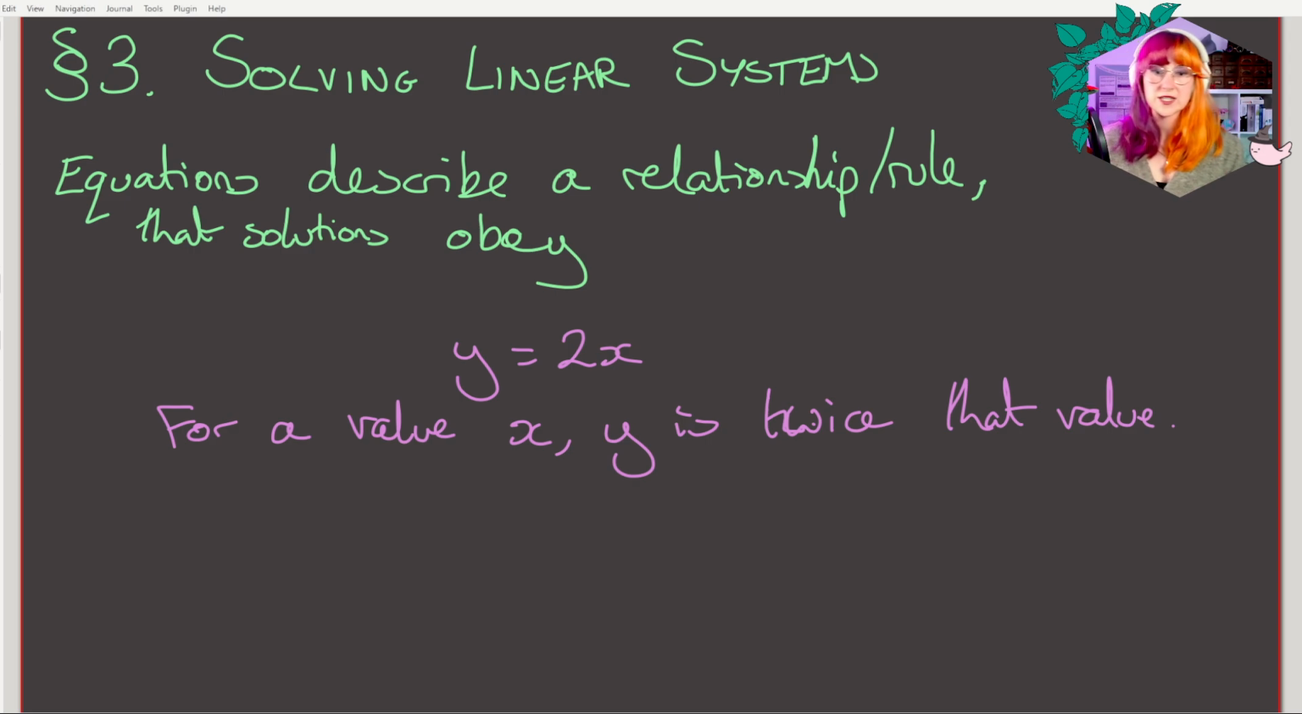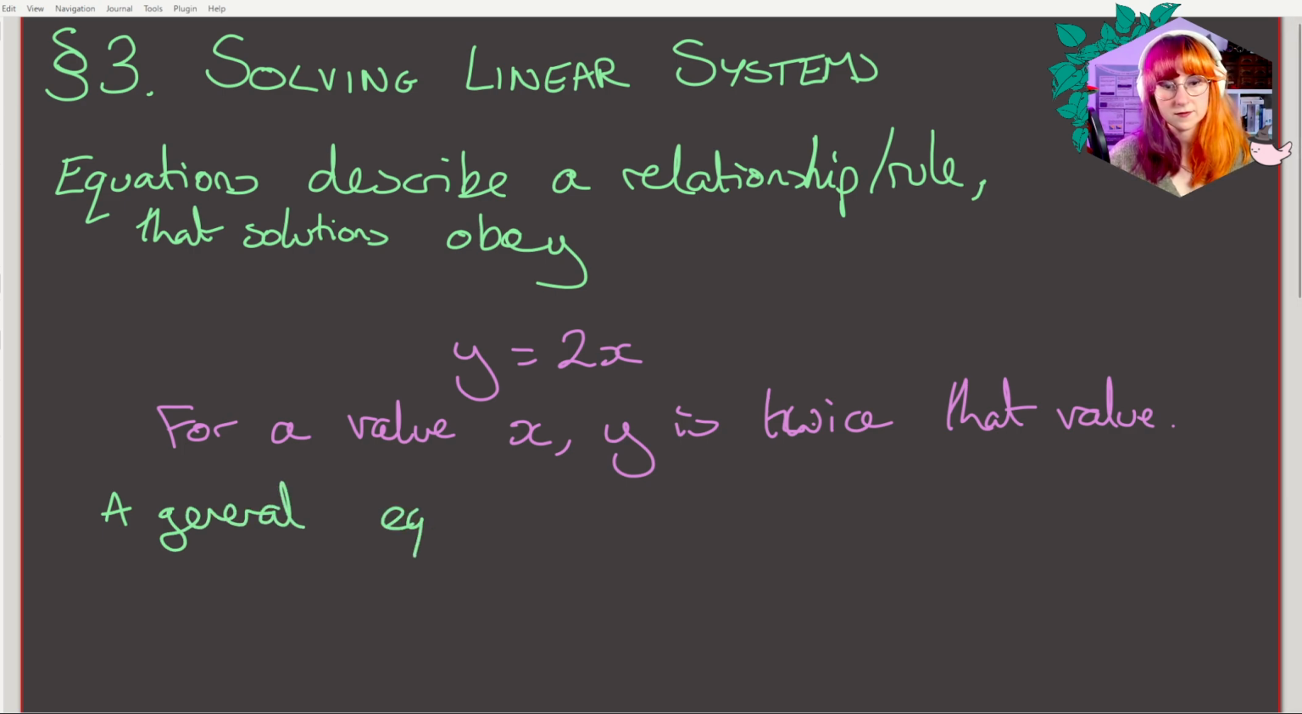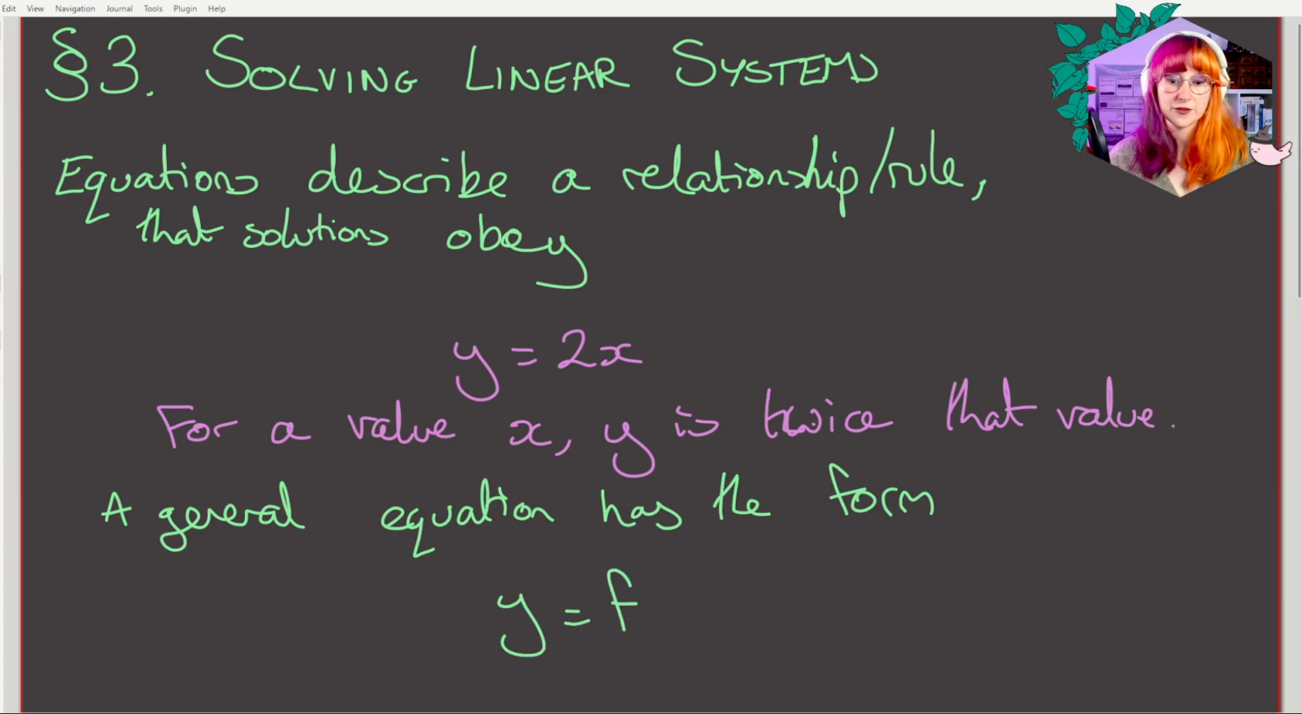So y equals 2x, really simple equation. Generally speaking, it has the form y is f of x, where f is some function. And that can be really simple, like just multiply the thing by 2, or it can be super complicated. When we teach equations in schools, we sometimes think of them as machines. So you put in a value and you get out a value at the other side, and it's a series of operations that you do to your input.